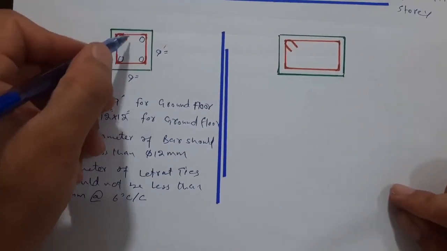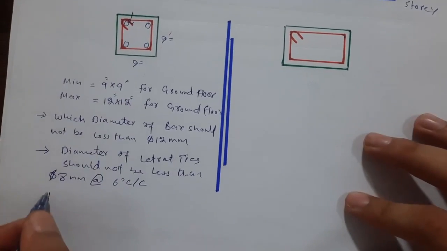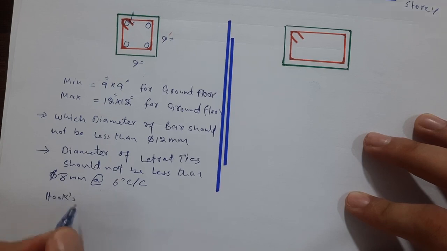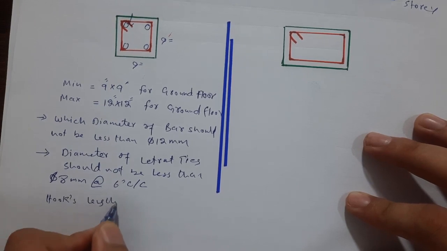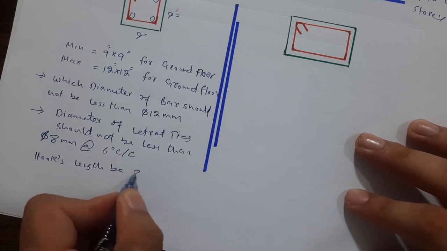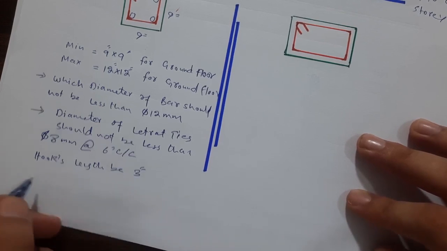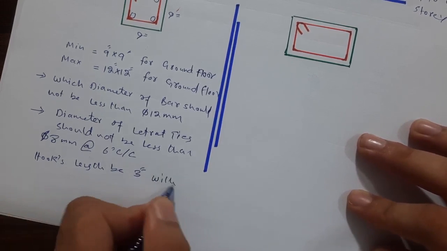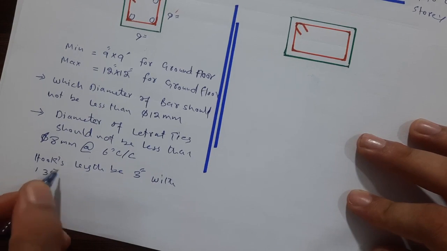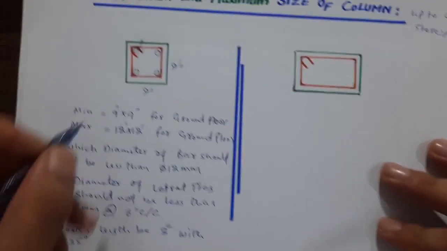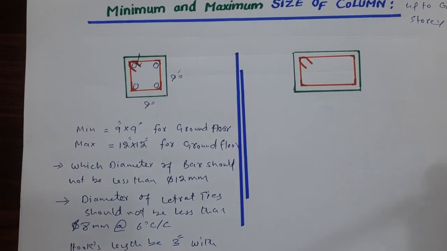Okay, next guys, you can see these are hooks. The hook's length should be 3 inches with 135 degree angle. These hooks should be bent at 135 degree.